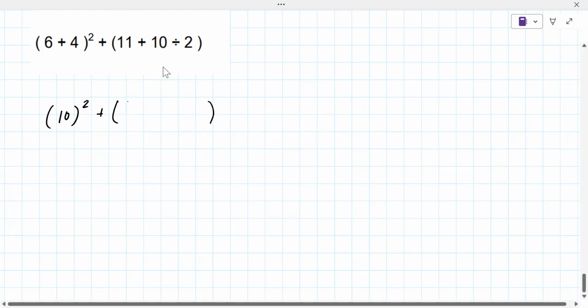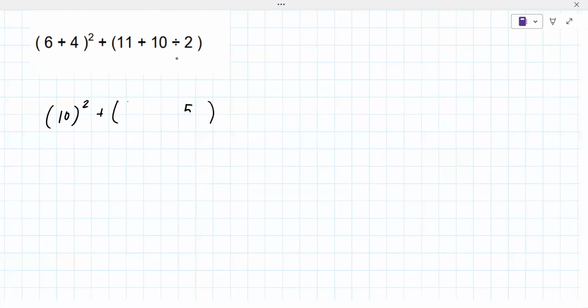So should I redo it? Well, it's 10 divided by 2, which is 5. 11 plus 5 is 16. And then you don't need the parentheses anymore. So then 116. Yes. Very good. All right. So we're going to stop here for today.